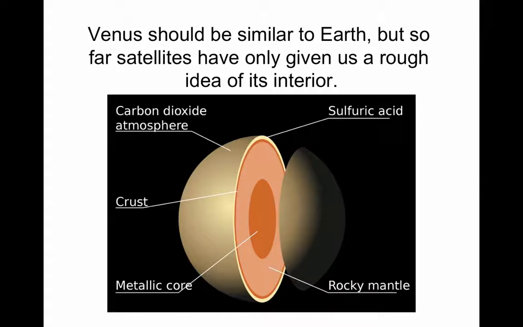So the measurements of Venus that we have are from orbiting satellites, and as far as we can tell, it looks very similar to the Earth. A metallic core, probably like the Earth, a solid inner core and liquid outer core, and a rocky mantle about the same size as the Earth's, with a thin crust on top of it. But we don't know the details.